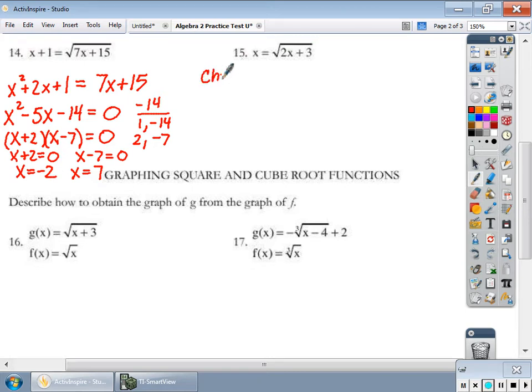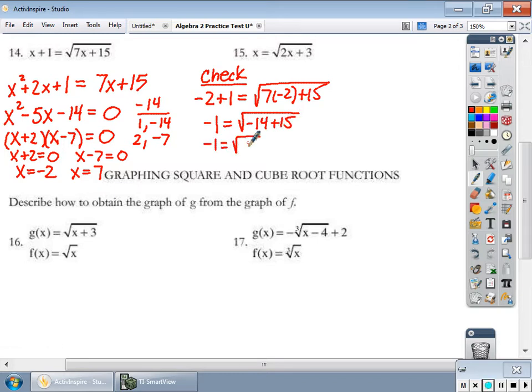Here's my check over here. I'm just going to write a little bit of work down for the check. We'll have negative 2 plus 1 is equal to the square root of 7 times negative 2 plus 15. Well, negative 2 plus 1 is negative 1, and here we got negative 14 plus 15. Negative 14 plus 15 is the square root of positive 1, and negative 1 does not equal positive 1. So x equals negative 2 is an extraneous solution, and I'm going to cross that out.